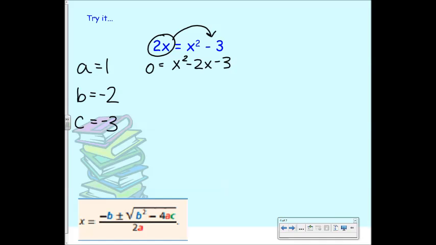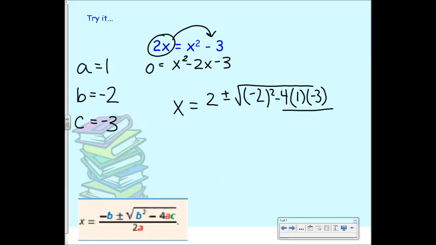What's the opposite of b? Negative b. Positive 2. So x equals 2 plus or minus square root of negative 2 squared minus 4 times 1 times negative 3. Good. And then over all of that over 2 times 1. Good. All right, what can we simplify first here?